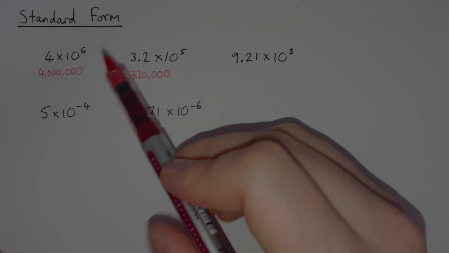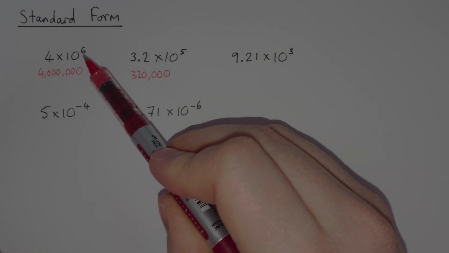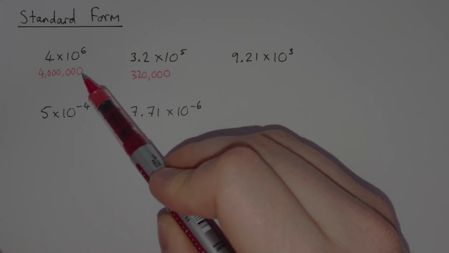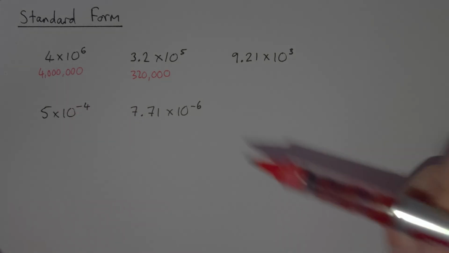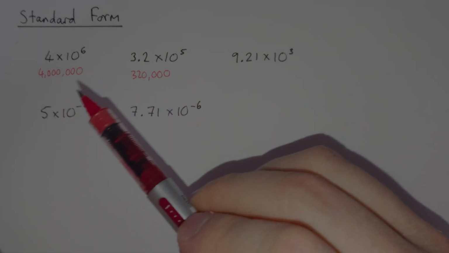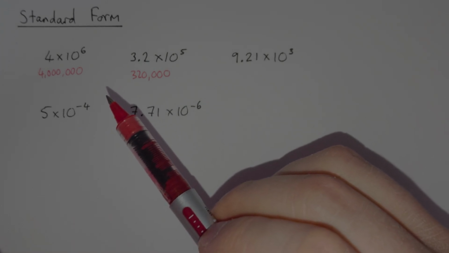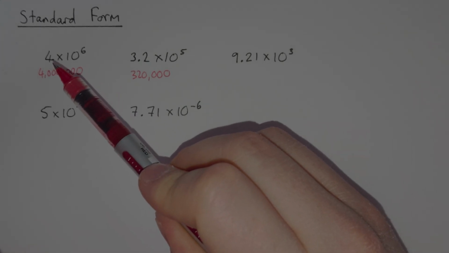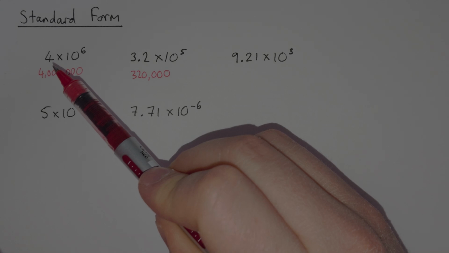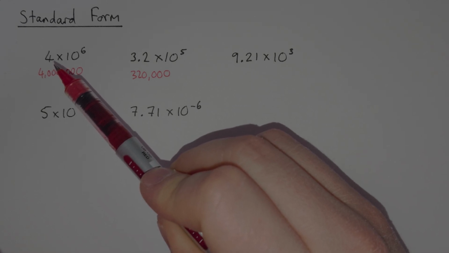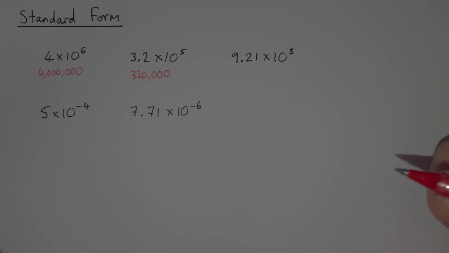So be careful, the number up here doesn't necessarily tell you how many zeros there are. It does sometimes. Here it tells you there's 6 zeros, but really what it's doing is how many places you've got to move the decimal to the right. Okay, so this is 4. Normally the decimal would be there, wouldn't it? If it's just the number 4, the decimal point is there, 4 point nothing. And then if you move that 6 places to the right, you pick up 6 zeros.